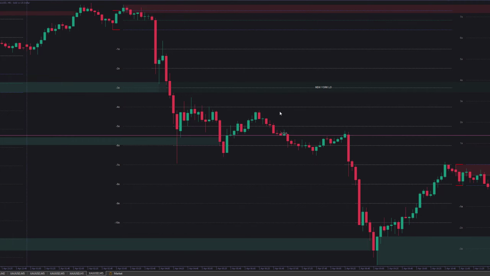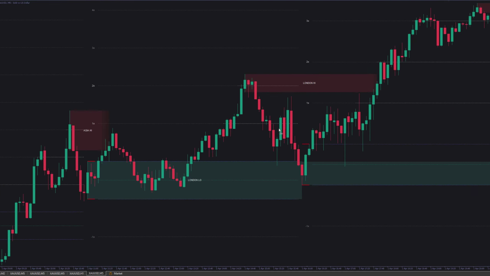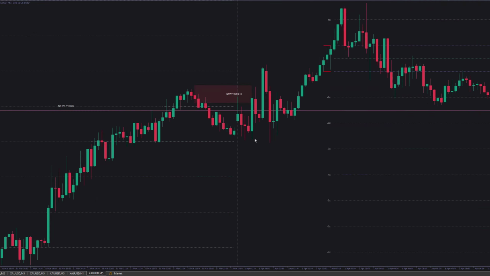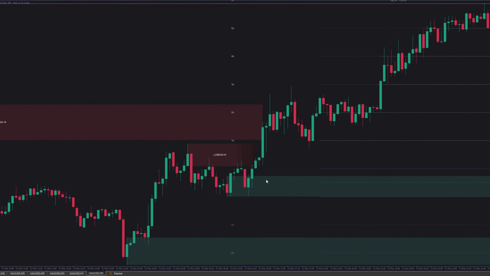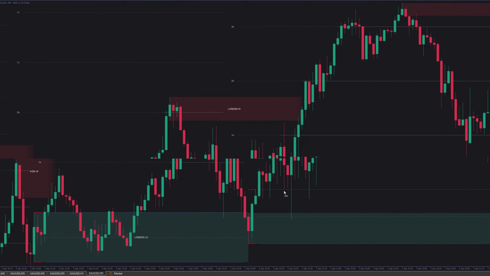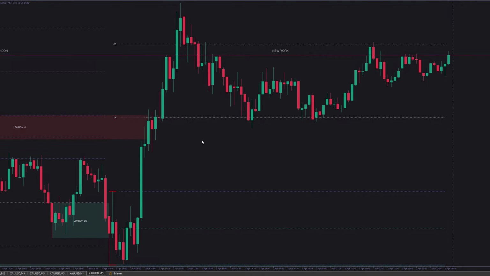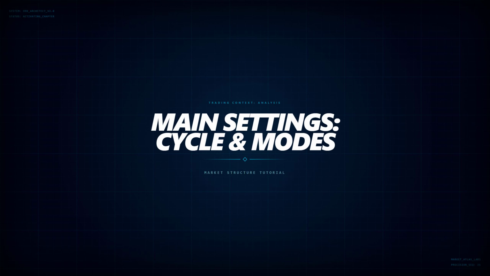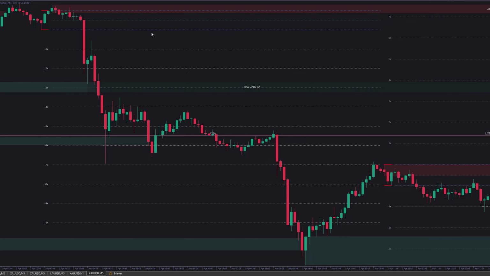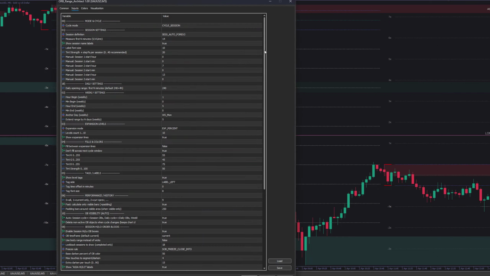Here's what it does in one sentence. It automatically maps the institutional opening range of every session, every day, and every week, directly on your chart. No manual drawing, no guessing, just clean, precise structure. And those levels? They predict where price is going to move, stall, and reverse before it happens. Stick around, because by the end of this video, you're going to see your charts completely differently.